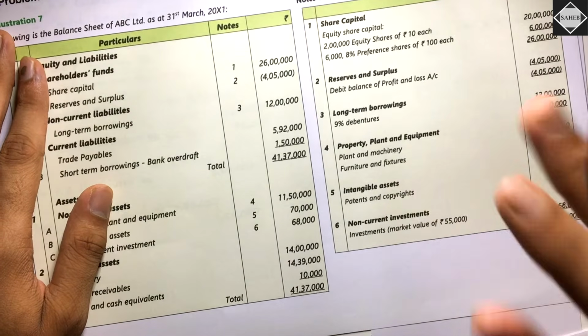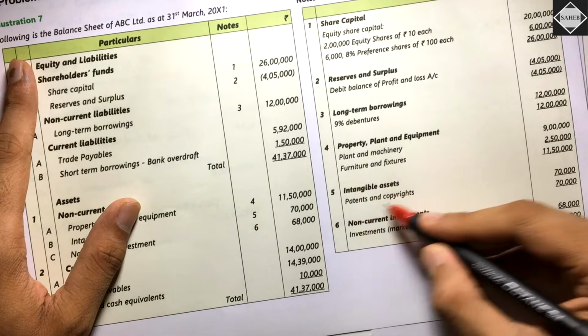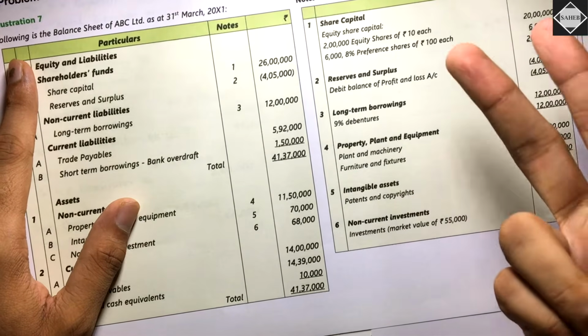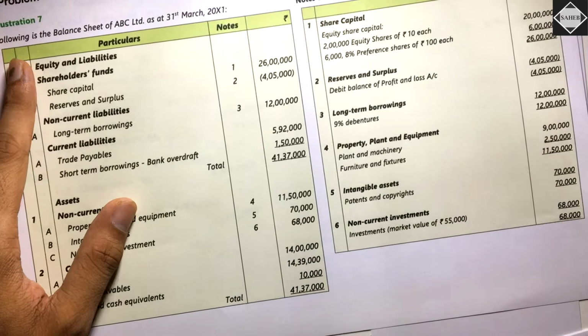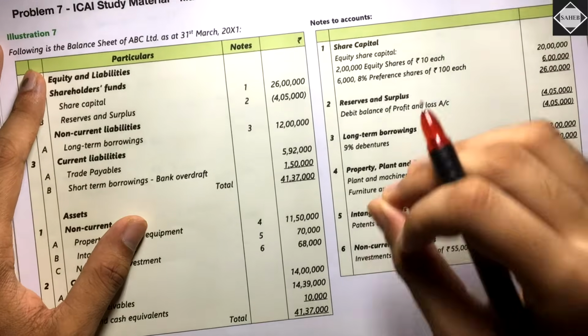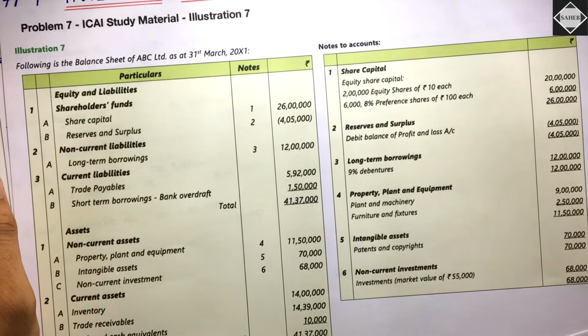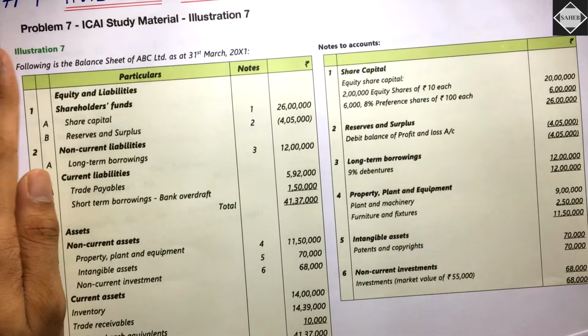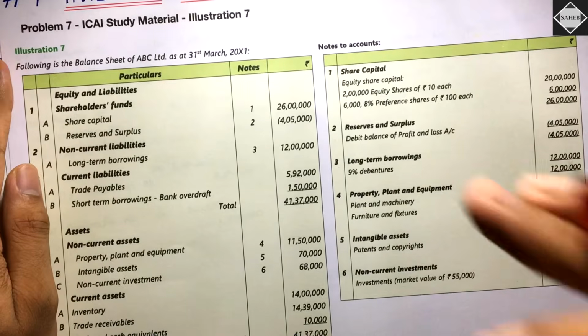Mostly, 99% of the time, the question will tell you what to do about the intangible assets: goodwill, patents, copyrights, trademarks, all these things. But if the question is silent, which happens very rarely, like only this question in the ICAI study material where it is silent regarding the intangible assets, then you have the discretion. You can do whatever you like.